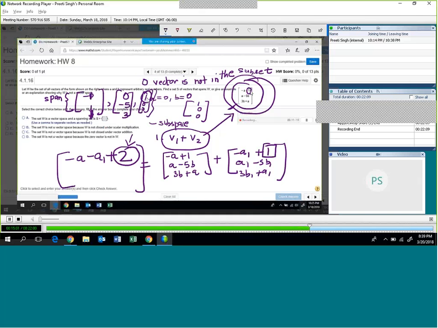Okay, so let's see if I have to say something else here. Otherwise, I'm just going to move it further. Okay, so that's not the span. I crossed it out. That's good.